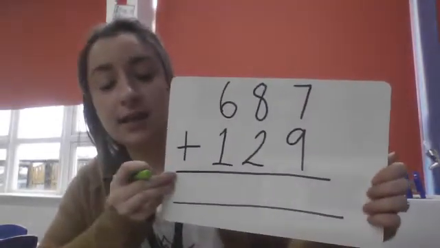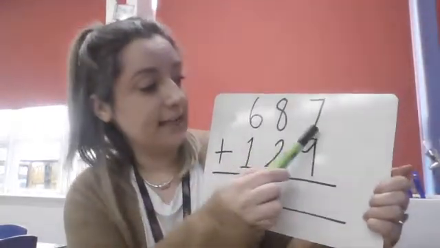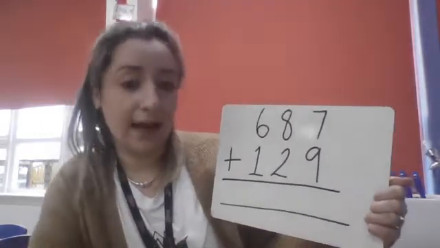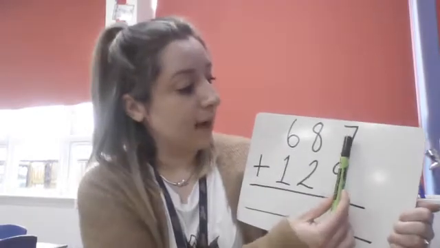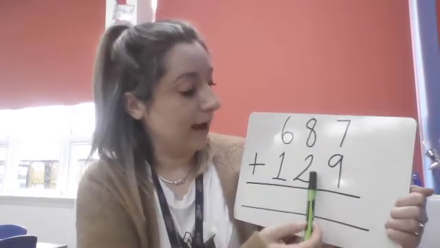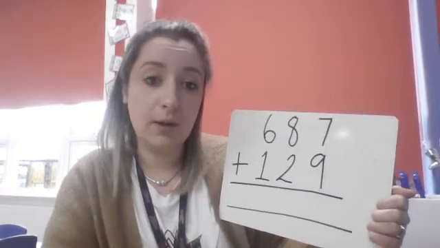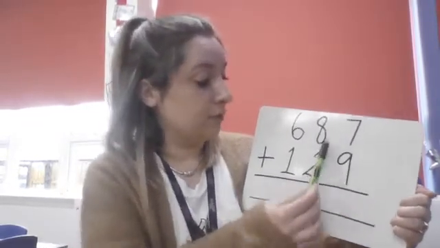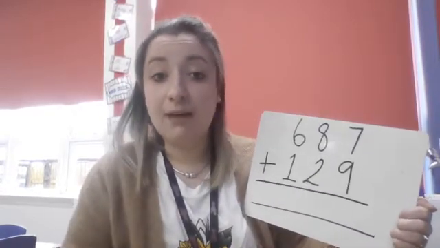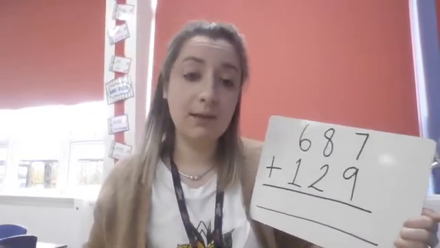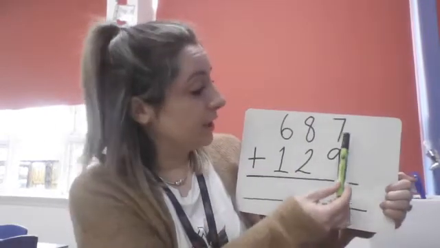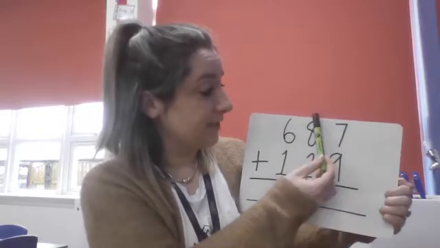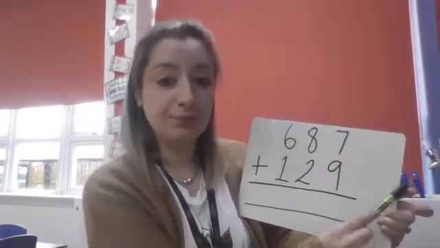So the question is 687 add 129. Now, can you see that my numbers are lined up correctly? And that's really important that when you are writing it in your books or on paper, that your numbers are lined up correctly. Now, this time they're already done for you. Okay, but it is important to remember that whatever's in your ones column needs to be in line, whatever's in your tens column in line, and so on.